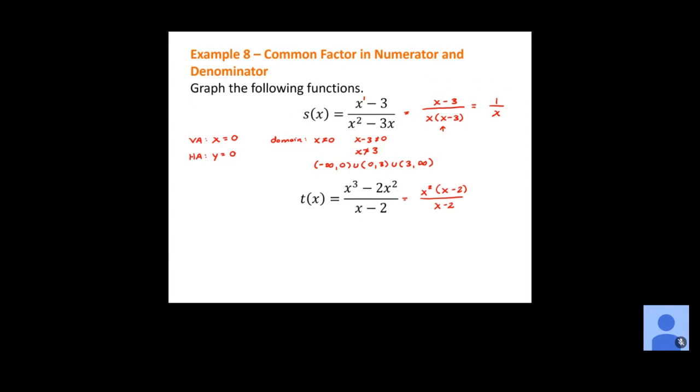Now, if we simplify this, what's that going to give us then? Just x squared, right? Because the x minus 2's cancel out. The x squared's in the numerator. So this just becomes x squared this time. Any questions about that?